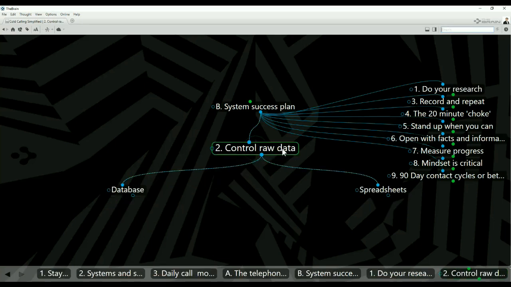Control your raw data. Your lists will be growing every day and you will have plenty of raw data to explore and keep under control. In saying that, you can use spreadsheets. You can also use a database program.